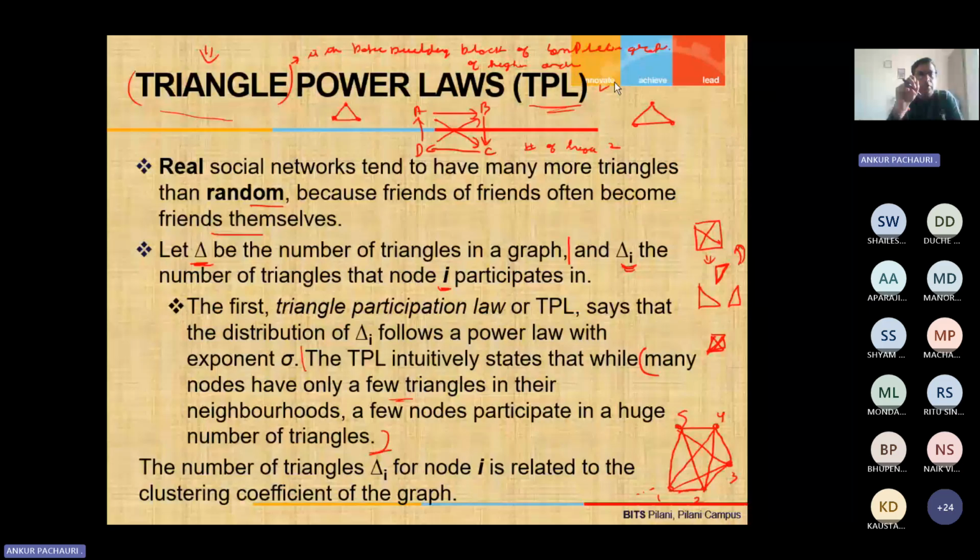I hope I have resolved your query, whatever your query was. Yes, sir. Okay. I'll explain this clustering coefficient later on.